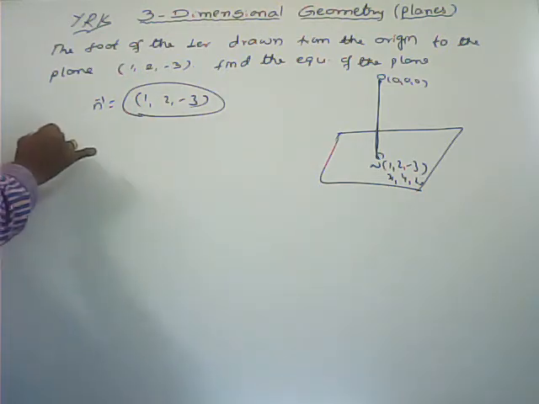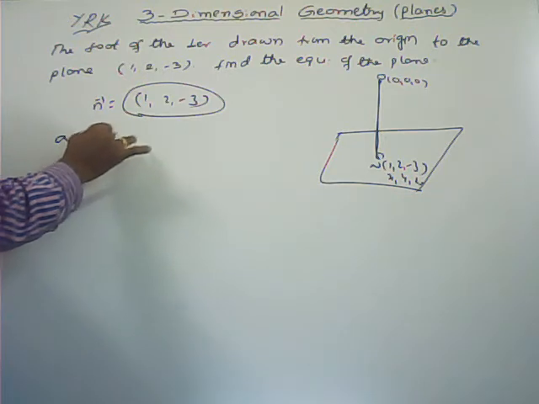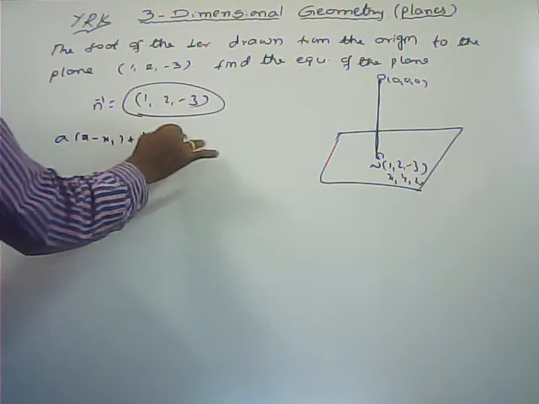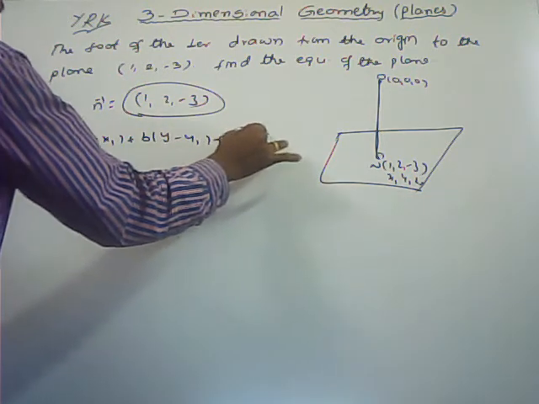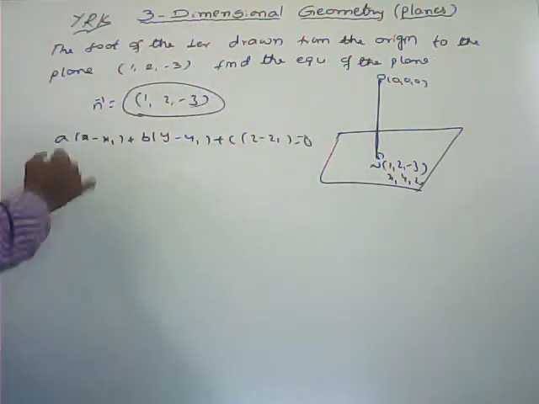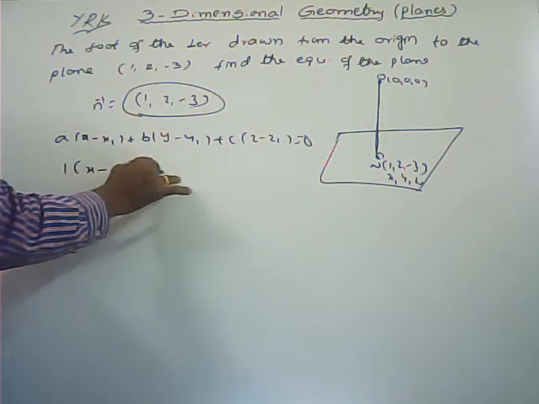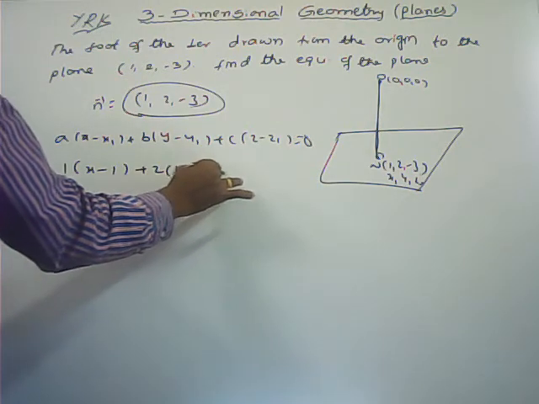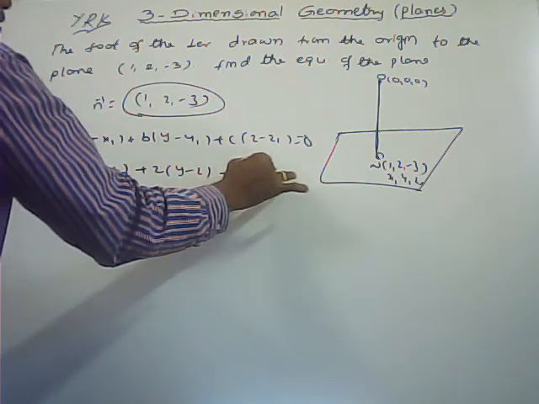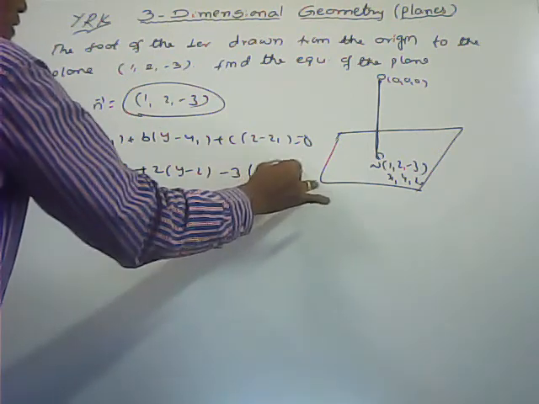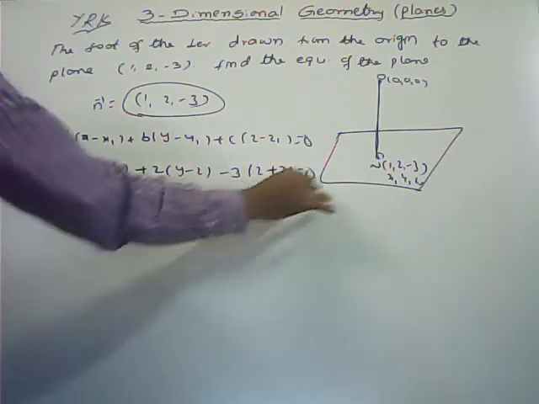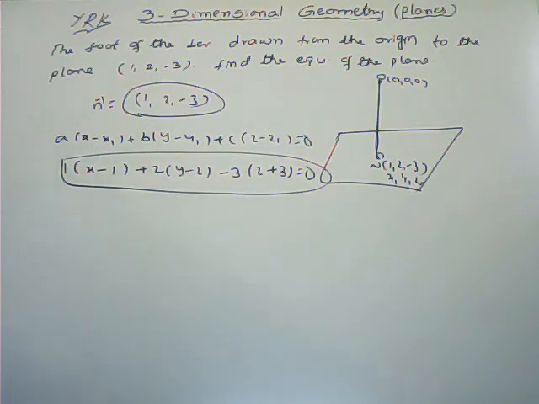Then what about the equation of the plane? A into (x minus x1) plus B into (y minus y1) plus C into (z minus z1) is equal to 0. The normal DRs are 1, 2, -3, so 1 into (x minus 1) plus 2 into (y minus 2) plus (-3) into (z plus 3) is equal to 0. Simplify this one. This is the equation of the plane.